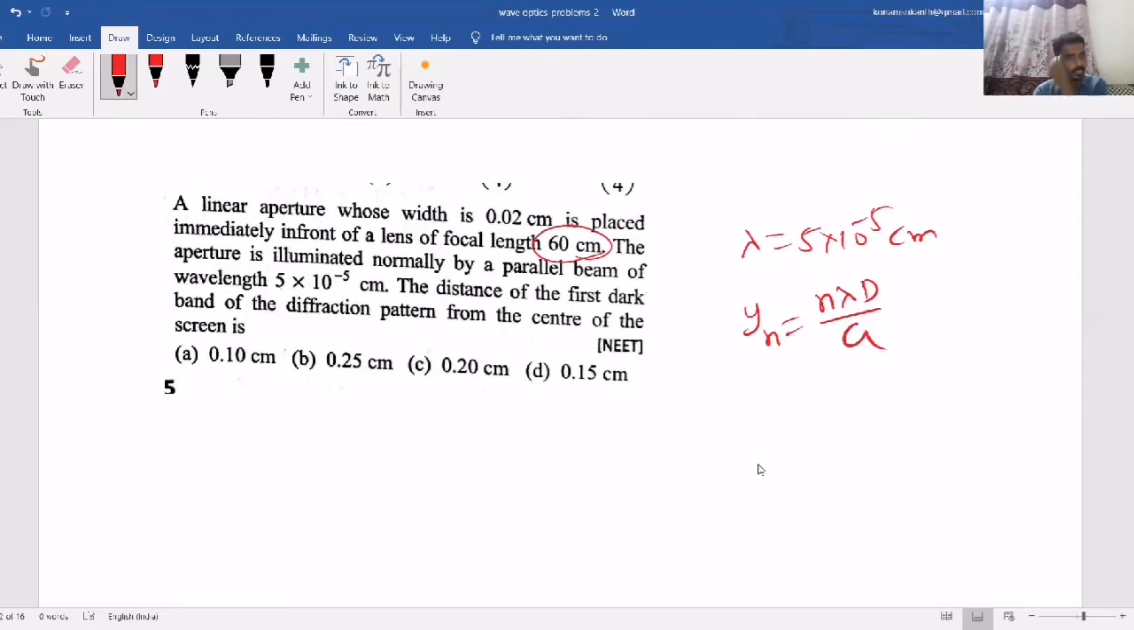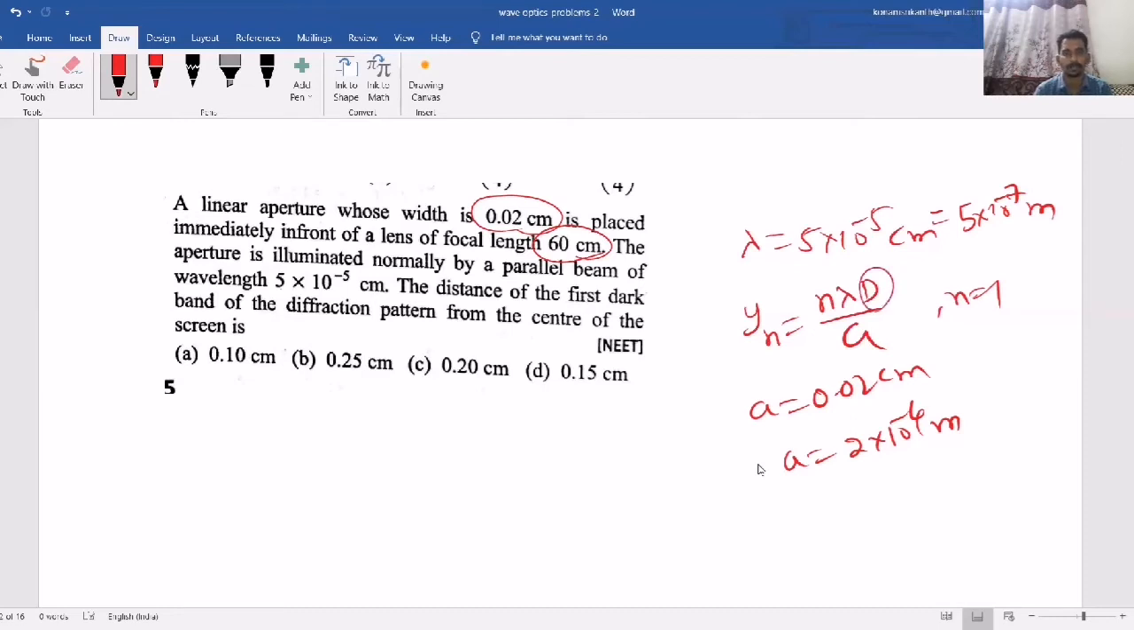Here the linear aperture whose width is, so a value they have given as 0.02 centimeter. If you convert, it will become 2 into 10 power minus 4 meter. Now we got the a value. Lambda value also, if you convert, it will become 10 power minus 7 meter. Now they are asking the first one, so n equal to 1. Lambda given, n given, a given.